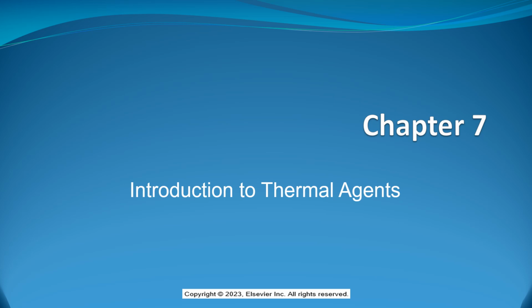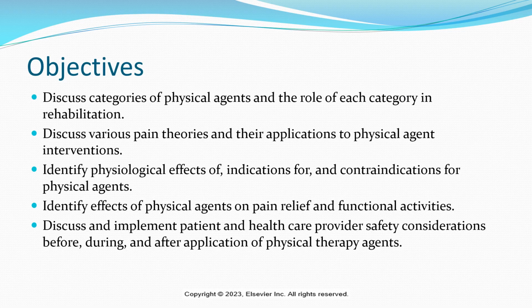All right, so we're going to look at chapter 7 today, getting a little introduction to some thermal agents here. Some of the objectives we're going to cover today: discuss categories of physical agents and the role of each category in rehab processes, and discuss various pain theories and their applications to physical agent interventions, something like what we did in one of our previous lectures where we were looking at the gate theory of pain control.